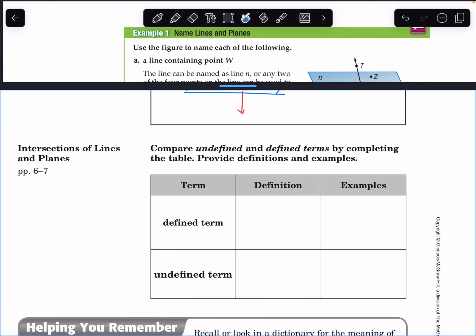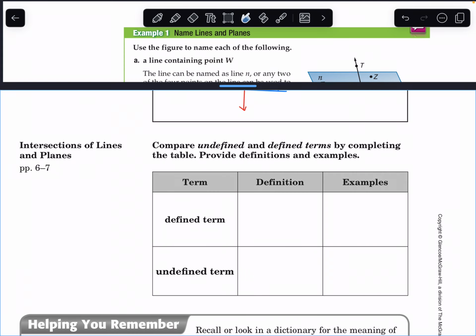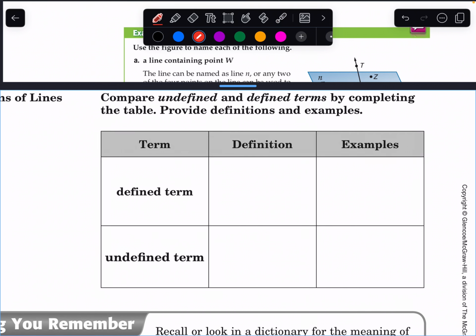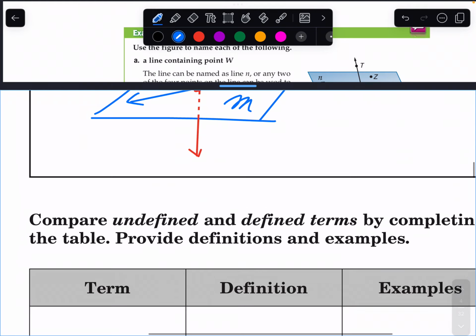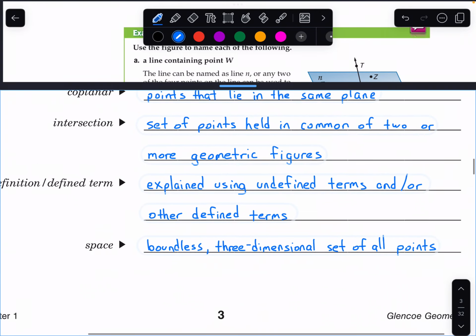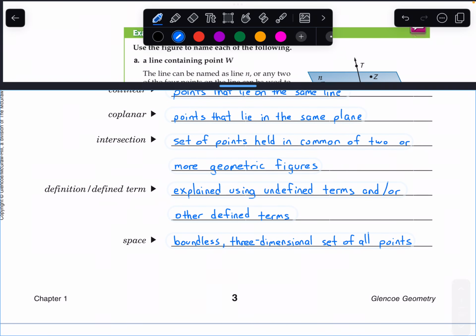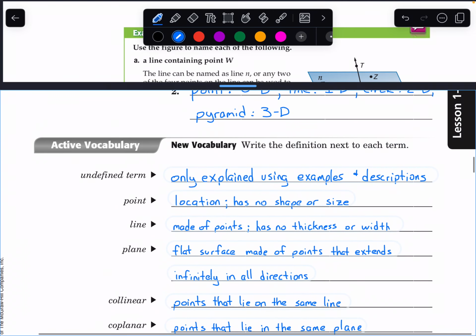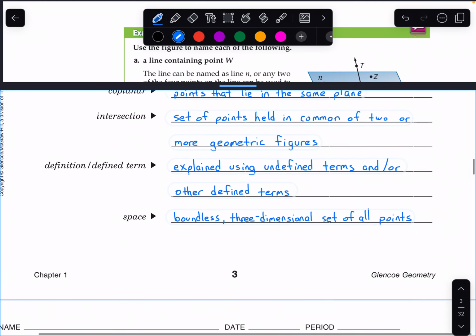All right, now for the intersections of lines and planes, we're going to compare the undefined and the defined terms by completing this table, provide both definitions and examples. So I want to again represent my definition that I wrote earlier, a defined term and an undefined term. So remember, the defined term was explained using undefined terms and other defined terms, but the undefined term used only examples and descriptions.